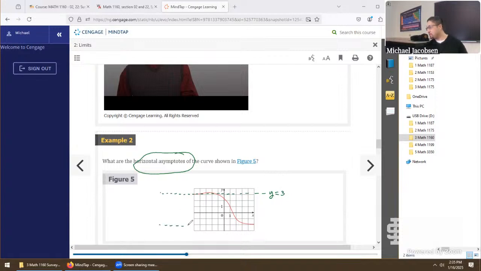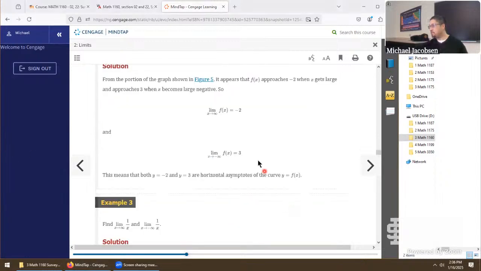Another horizontal asymptote comes through like this, so this would be at height y equals -2. That's all they were asking on the reading right here: what are the horizontal asymptotes? So after you write that down, maybe just on scratch paper, then come down and take a look at what they said. This means y equals -2 and y equals 3 are the horizontal asymptotes.